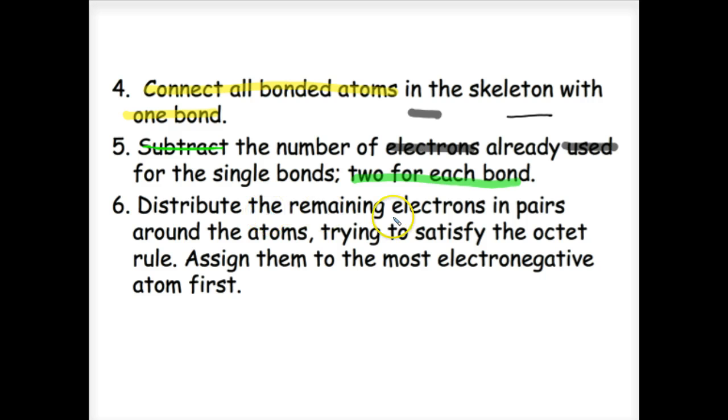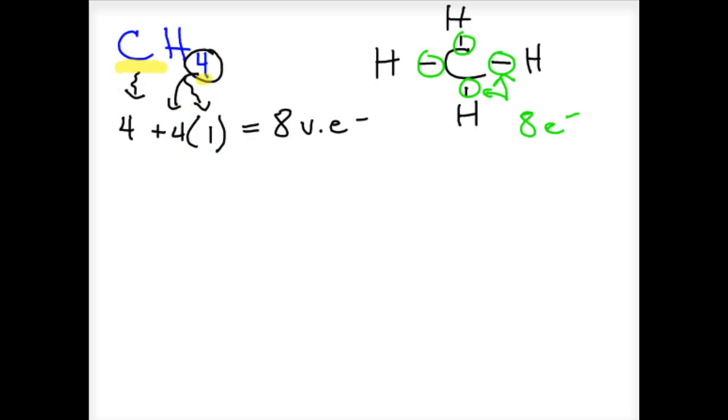So, do I have any remaining? Well, wait, I don't have any remaining electrons. Let's go back. Why not? Well, I used all 8 of my valence electrons, so 8 minus 8 is 0, right?